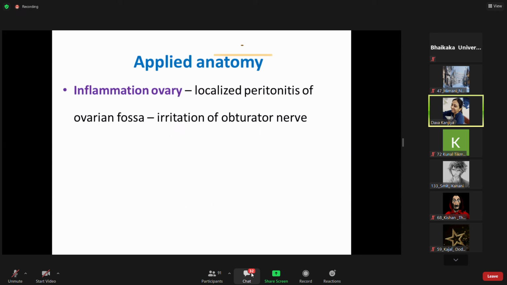Now the applied aspect: inflammation of the ovary. This leads to peritonitis of the ovarian fossa, and if you see the ovarian fossa floor, it leads to irritation of the obturator nerve, and it leads to radiating pain on the medial side of the thigh as well as over the hip area.